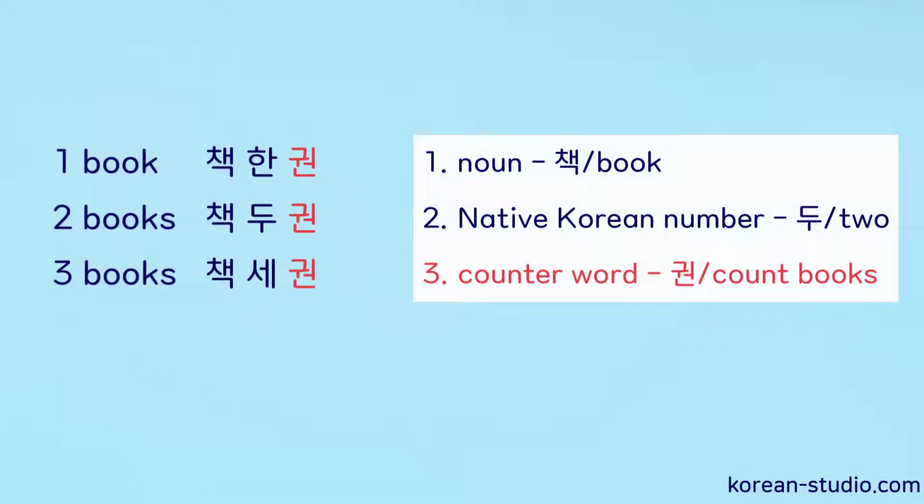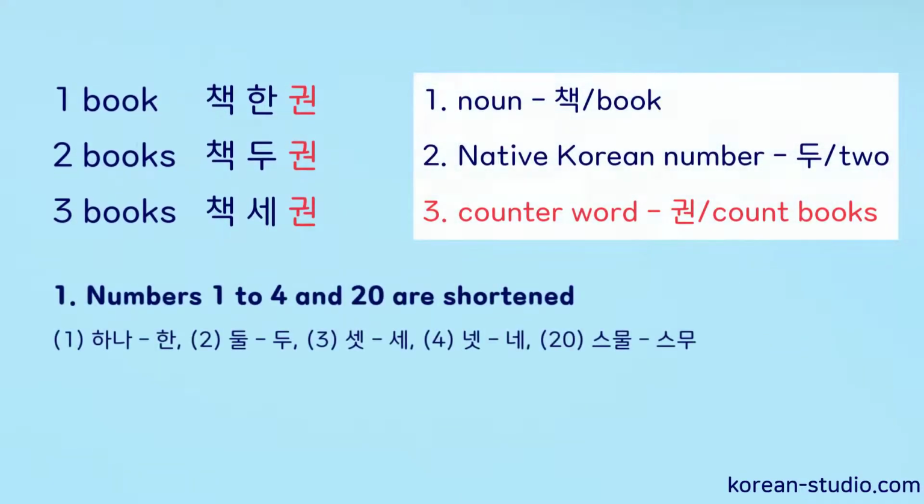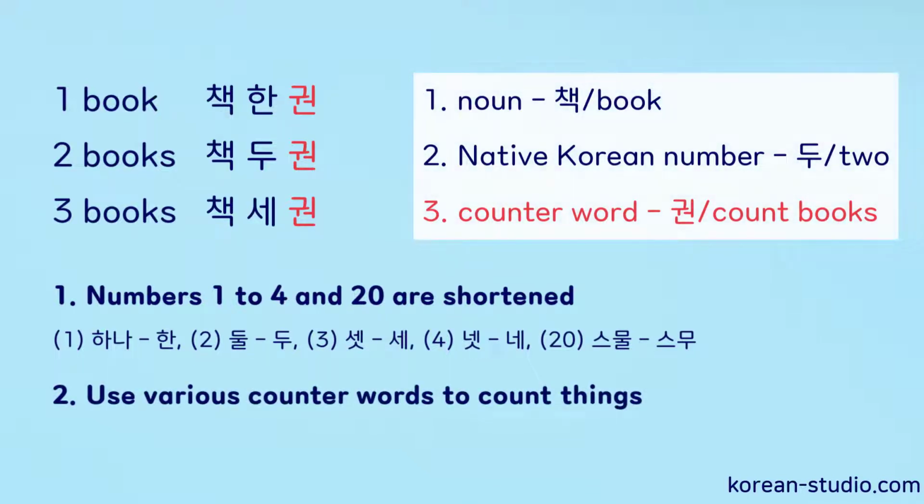Now, there are a couple of things to point out. First, native Korean numbers 1 to 4 and 20 are shortened when we count things. So 하나 becomes 한, 둘 becomes 두, 셋 becomes 세, 넷 becomes 네, and lastly, 스물 becomes 스무. Second, in Korean, we have a lot of different counter words, and we use a specific counter word to count certain things. 권 is a counter word we use to count books.